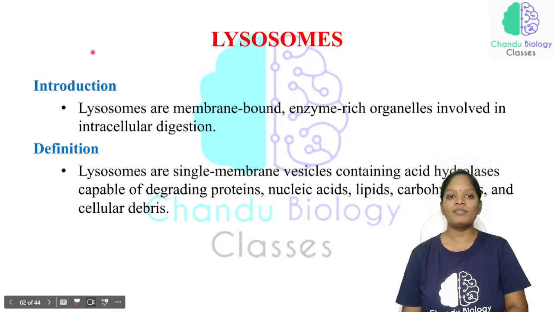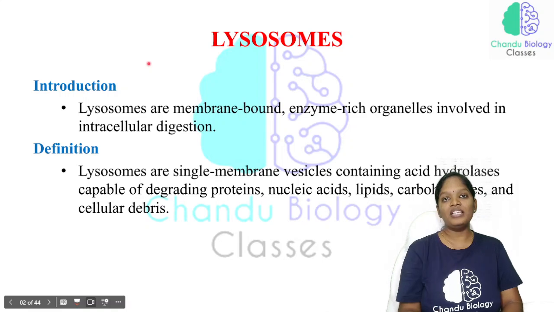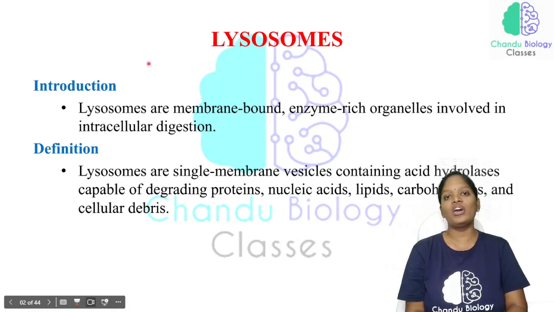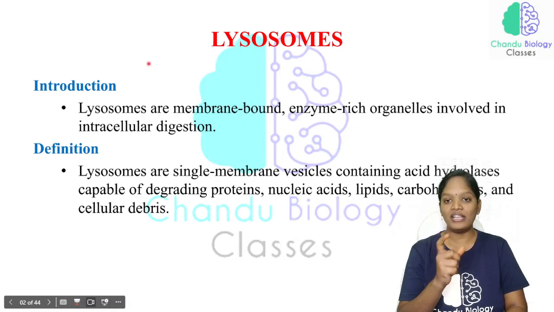Just make a list. What are the organelles under the endomembrane system, that is the first thing. And another important thing is whether it is membrane bound or not. If it is membrane bound, whether that membrane is a single membrane or a double membrane. That is very important.